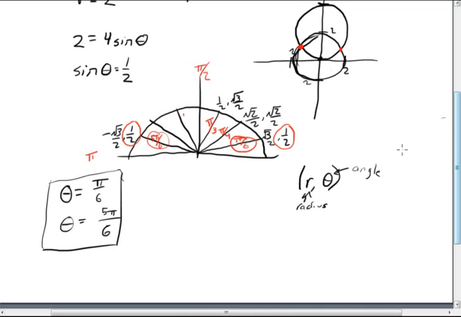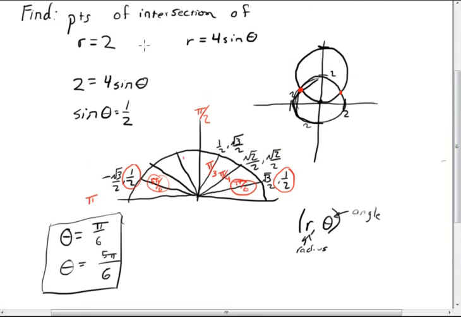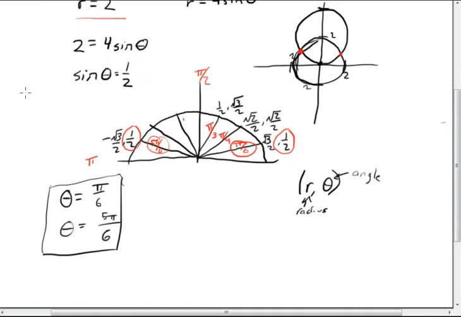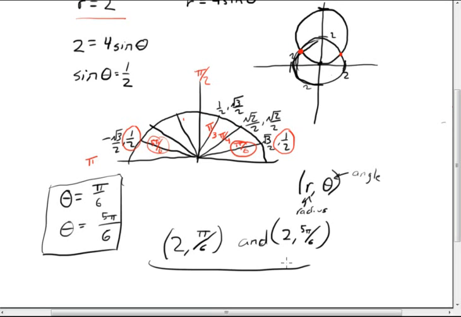Well, we found theta, now we need to find r. And basically we do that by plugging theta into either one of these equations. Now, this one's a bit different because we actually have an equation that says r is equal to 2 with no theta. So that means any point of intersection is always going to lie on r equals 2. So we have our 2 points of intersection at 2 comma pi over 6 and 2 comma 5 pi over 6. And this is the answer to the problem.